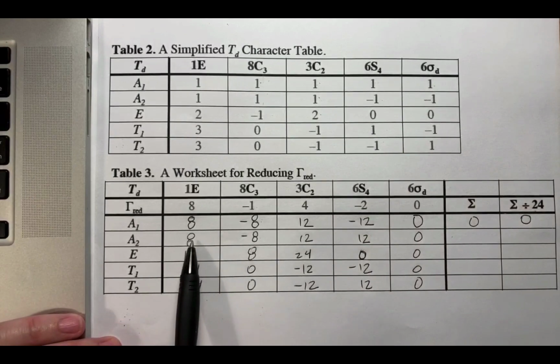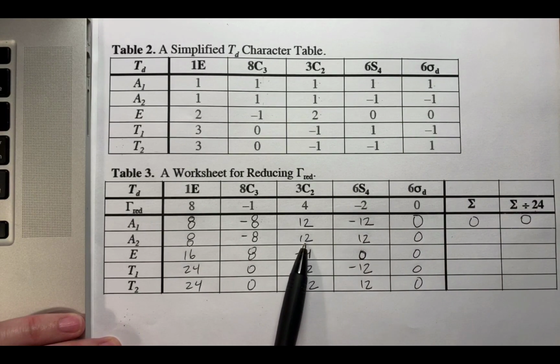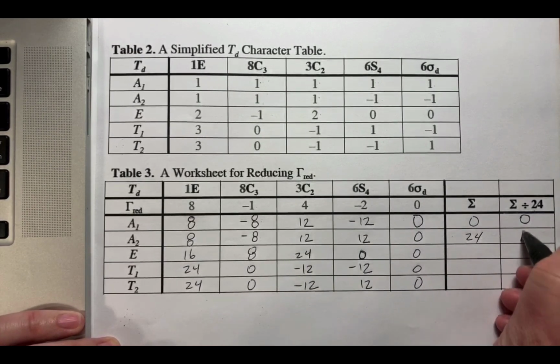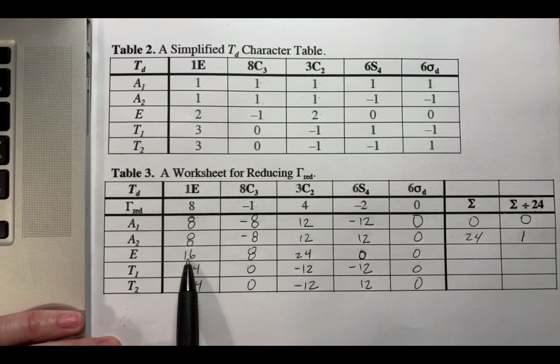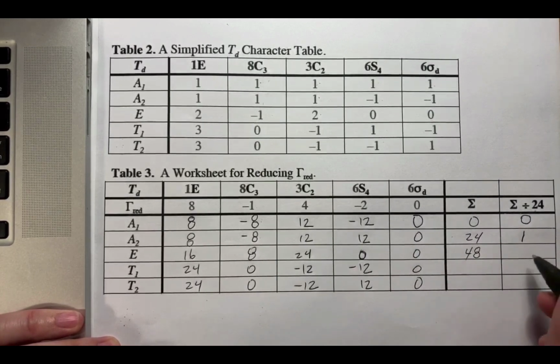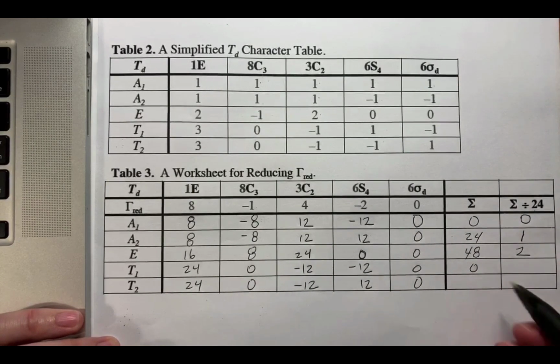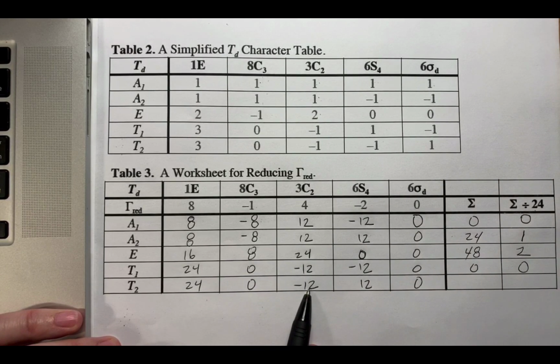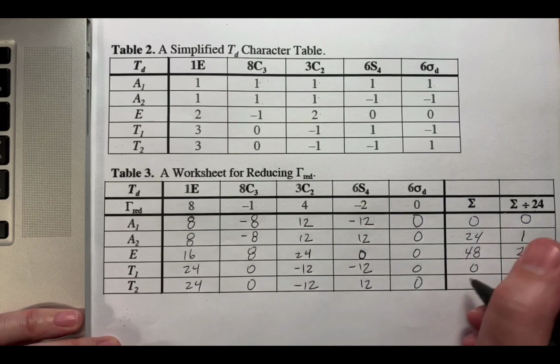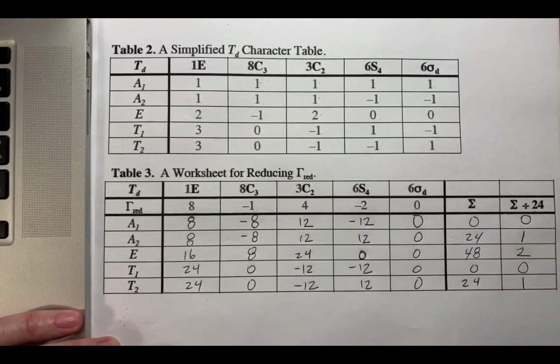I'm going to sum across now. So 8 minus 8 plus 12 plus 12. So 12 and 12 gives me 24. So this one is in there one time. 16 and 8 is 24. 24 more gives me 48. And so this one is in there 2 times. 24 minus 12 is 0. And that gives me a 0. 24 minus 12 plus 12 gives me 24. So that one is in there one time.